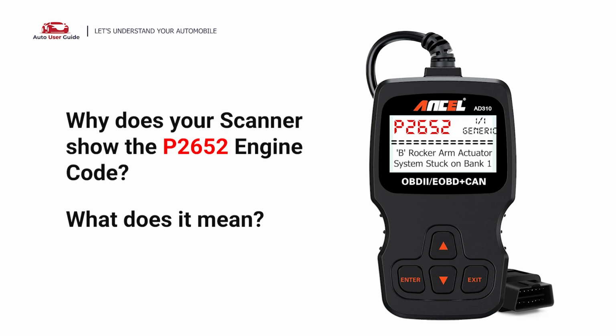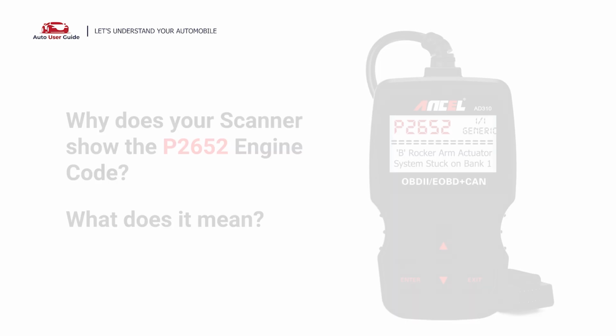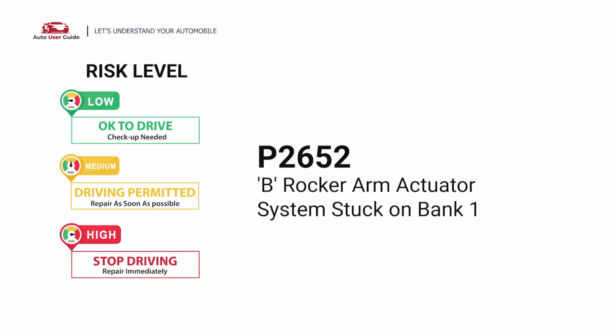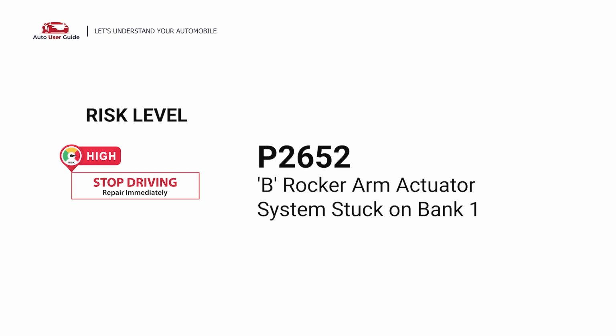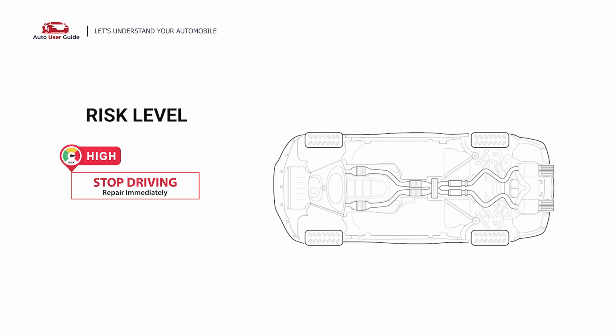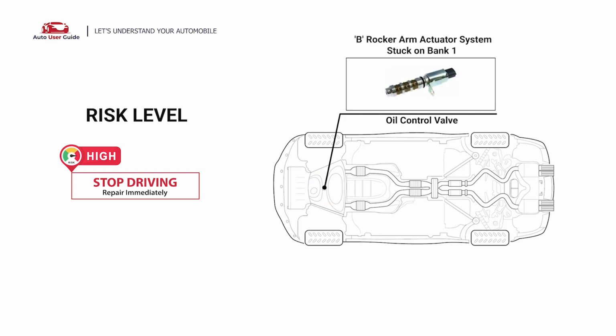Why does your scanner show the P2652 engine code? What does it mean? P2652 is a diagnostic trouble code for B rocker arm actuator system stuck on bank 1. This engine code indicates a problem with the B rocker arm actuator system, which means there's a problem with the oil pressure switch connected to the rocker arms, which control the valve timing and lift in the engine. Under this circumstance, stop driving and repair your vehicle immediately.